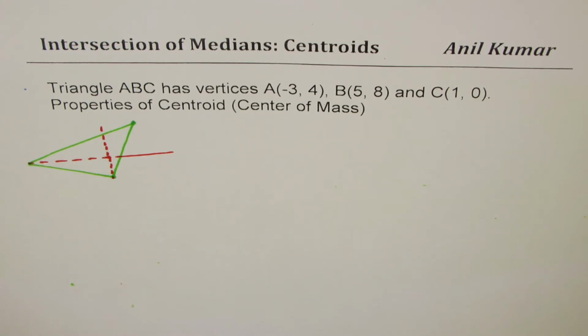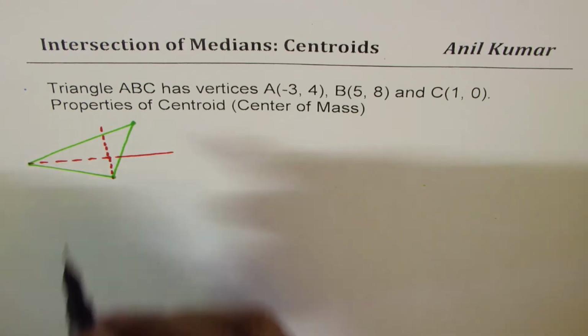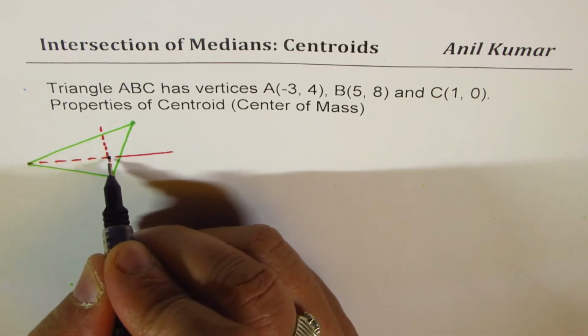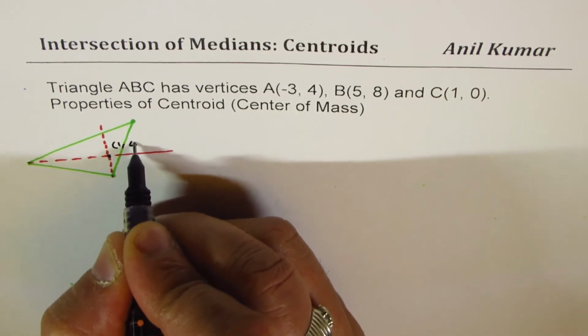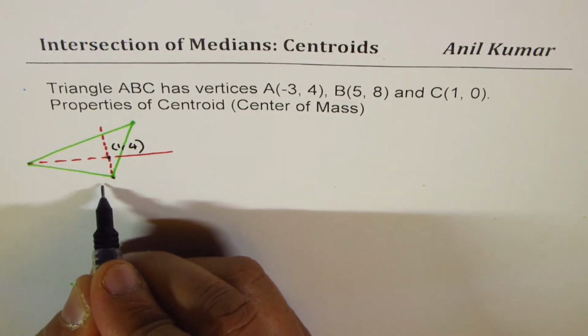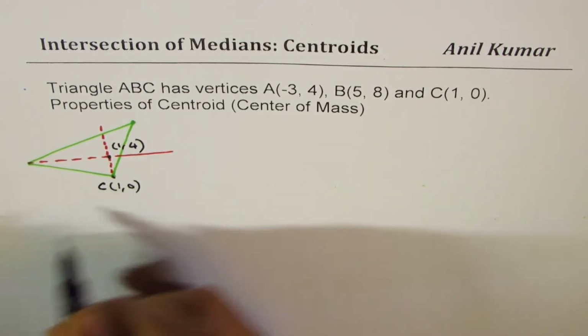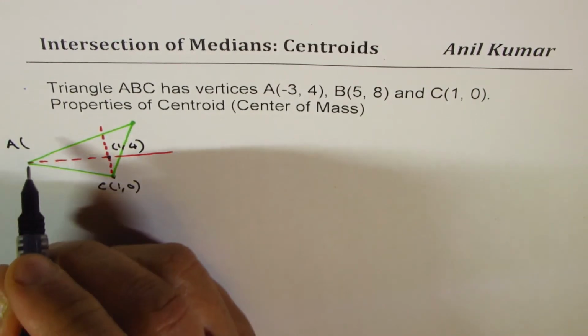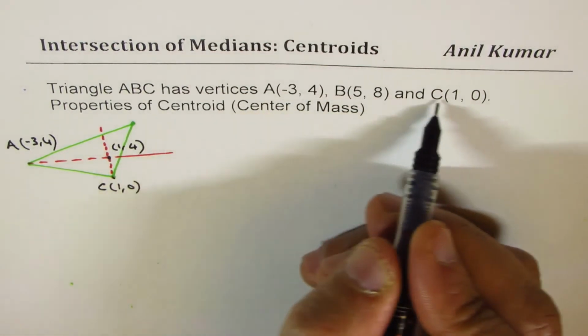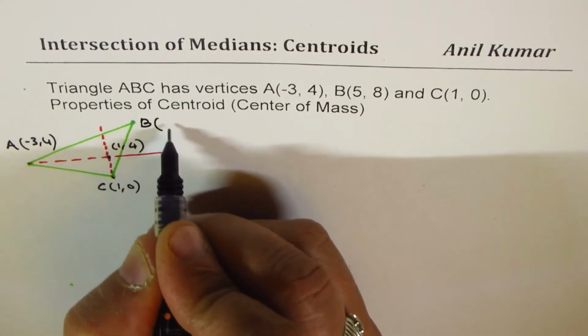So now I'm not making the axis, but I'm just concentrating more on the point of intersection, which is 1, 4, right? So this point is 1, 4 for us. And point C is 1, 0. Point A given to us is minus 3, 4, which I've copied here. And B is 5, 8.